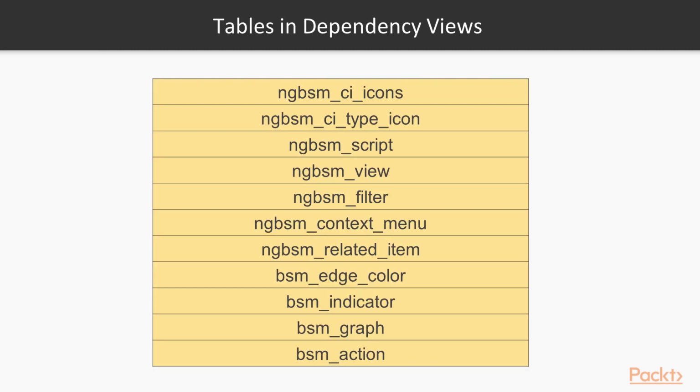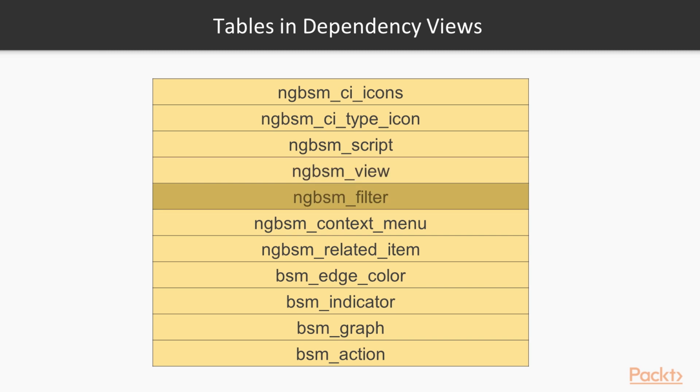Next, we will look into the tables in dependency views. Dependency views add some of these listed functions in tables. CI icons stores all available CI class icons. CI type icon is the map's icons to CI class names. Script, custom scripts that run in real time and generate a custom view of a map for a specific CI. View, serialized map views saved by users.